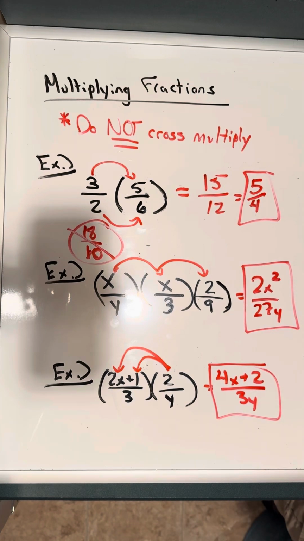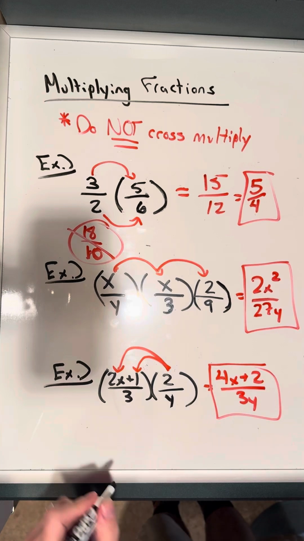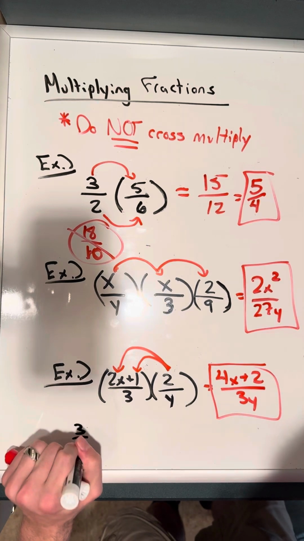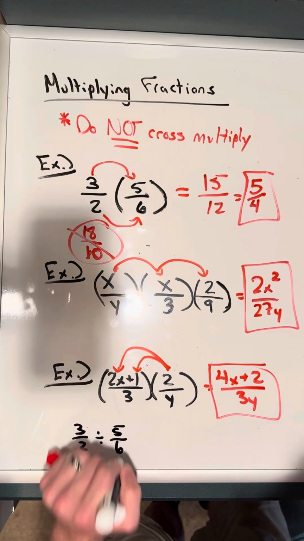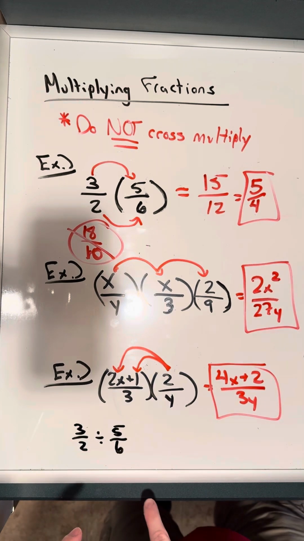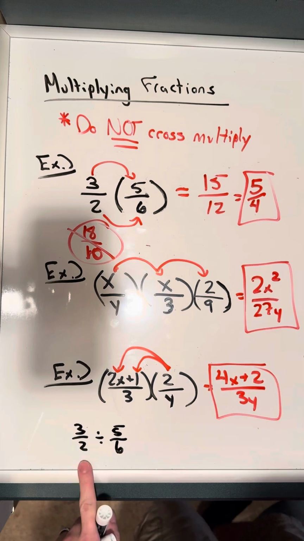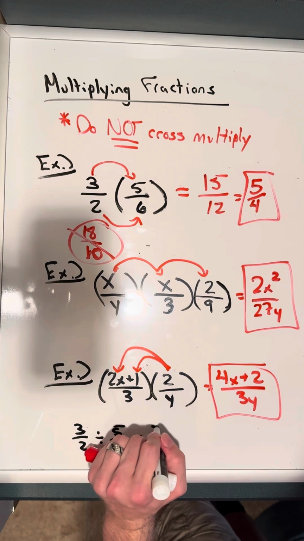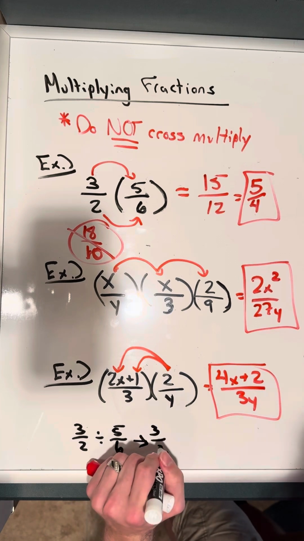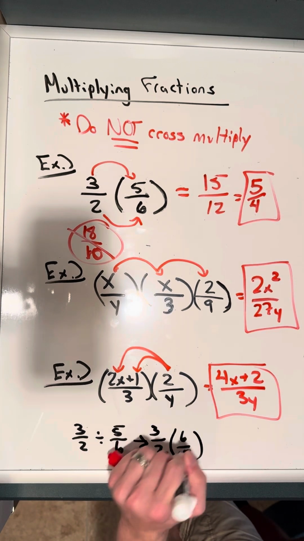Now, one quick bonus example for you guys is, okay, so this is a great review of multiplying fractions, but what happens if I have the same exact example up top, but instead it says division, because this also trips up students a lot. So same exact example from the top, but now it's division. Well, there's a quick little method called keep, change, flip. We keep the first, so 3/2, change the division to multiplication, and flip the back. So this ends up being 6/5.